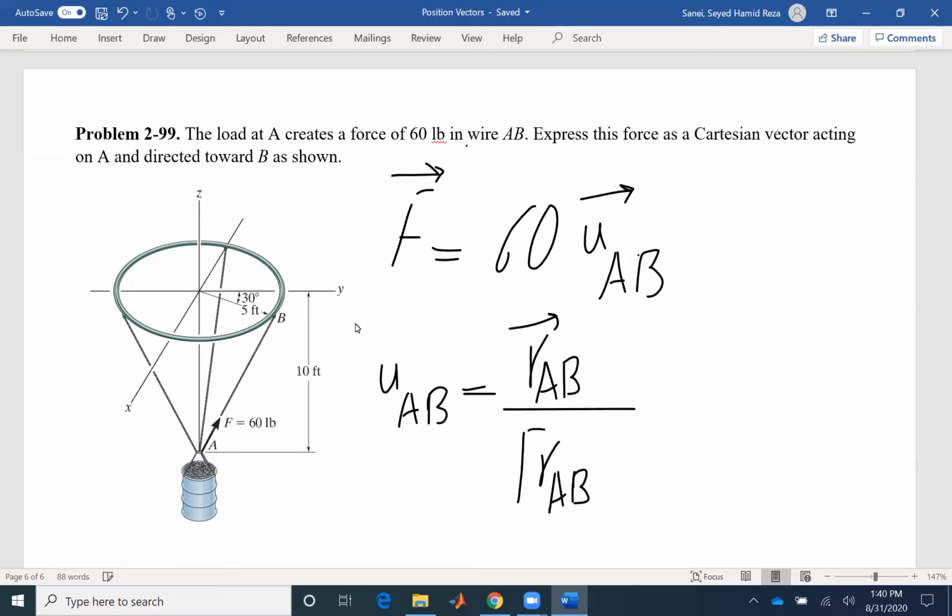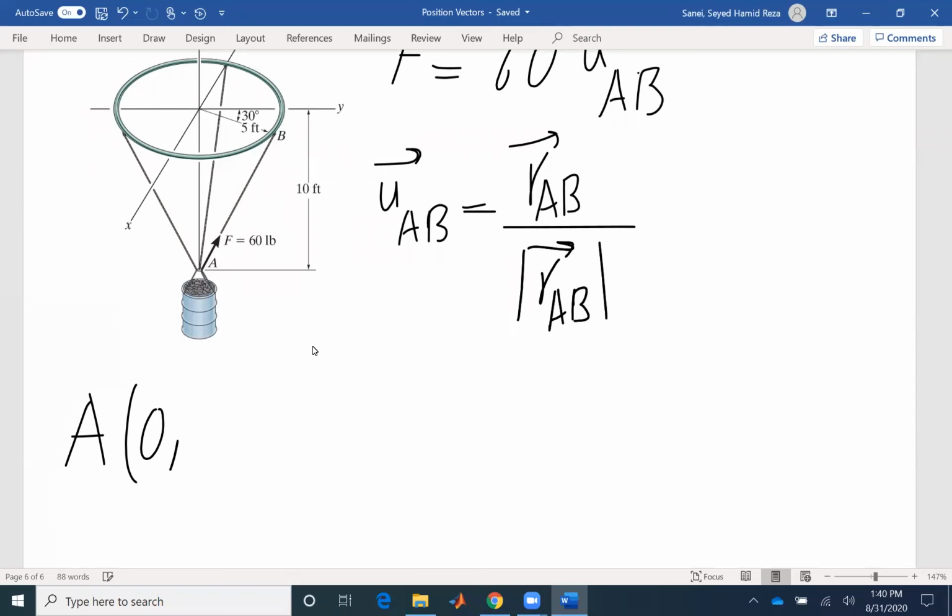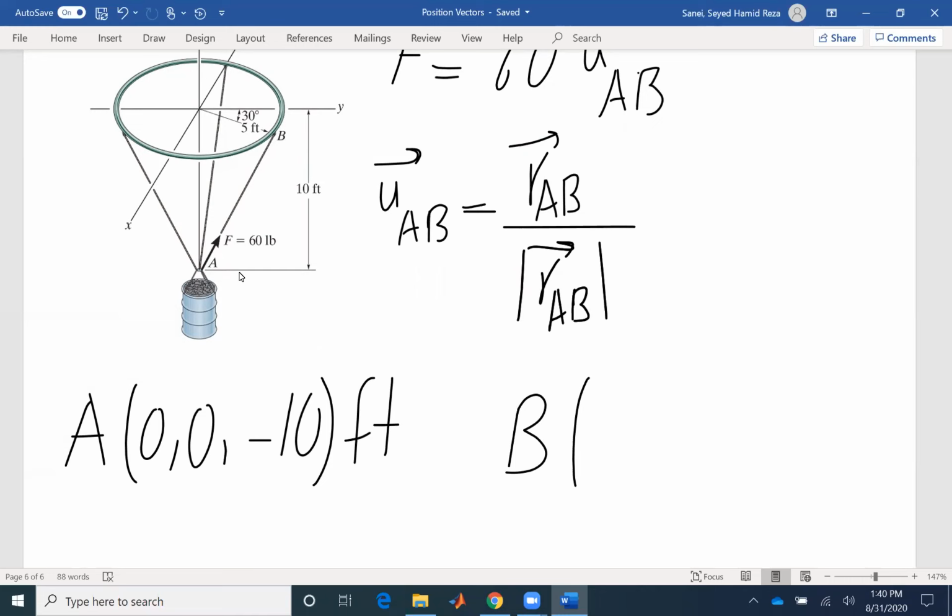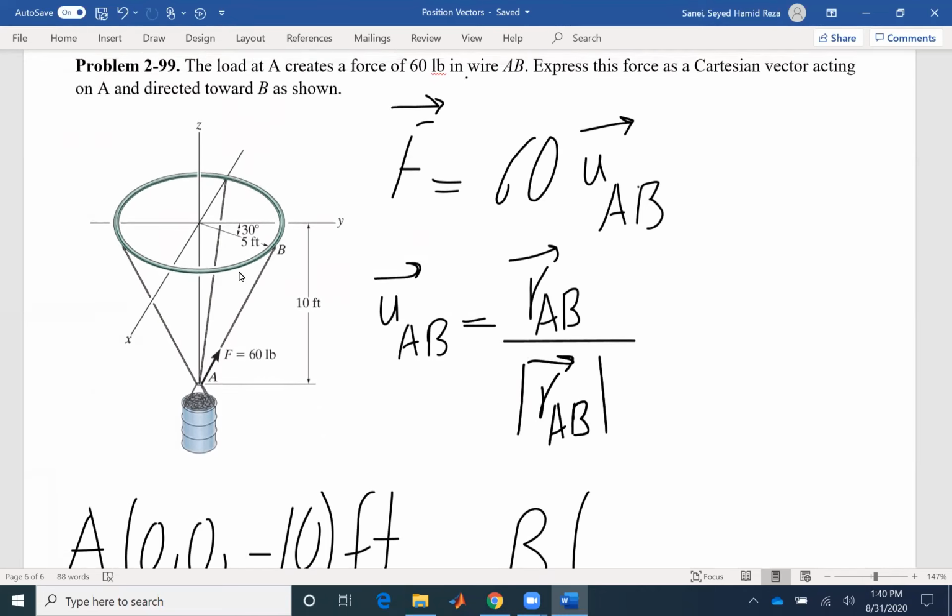So sometimes it helps if we write the coordinates. If you look at it, point A is on the z-axis, which means that the coordinates of x and y for point A are 0, because it's the bottom of our z-axis, so it would be -10. And remember, the unit is in feet.